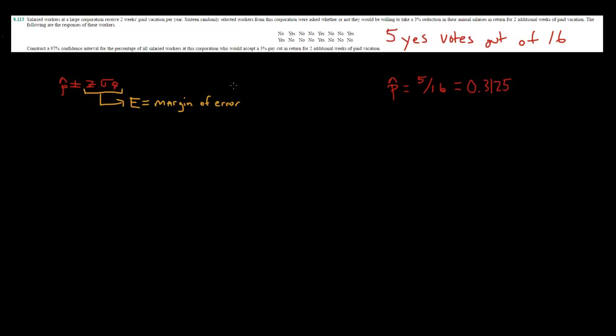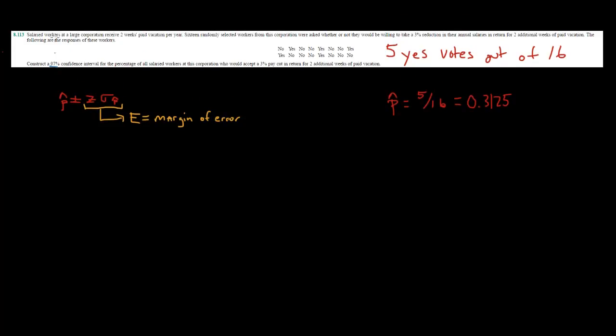Now, and again, similar to what we did before, Z was found by considering the level of confidence we had chosen or were given in the text. Okay, so the text says we have a 97% confidence level. So we need to figure out what Z value corresponds to a 97% confidence level. Now, 97 is one of the pretty common ones, so you may have it memorized by now from when we were talking about confidence intervals for means. If you remember correctly, it's 2.17 is the Z value we're looking for.